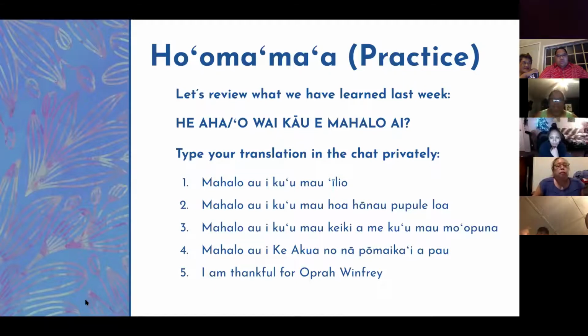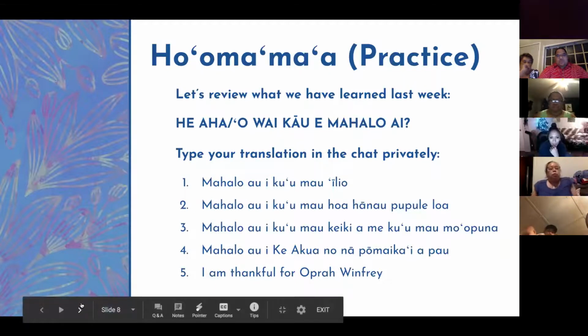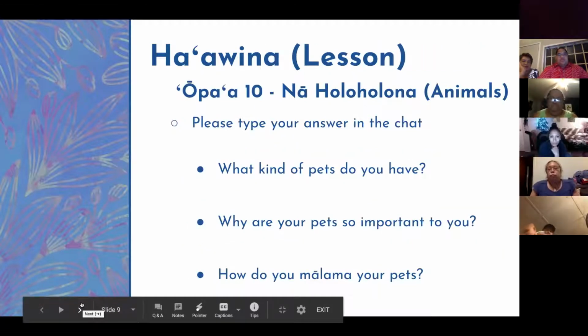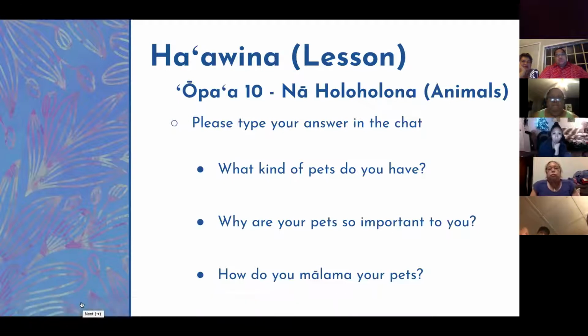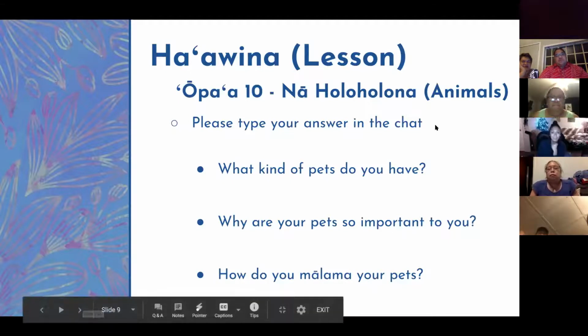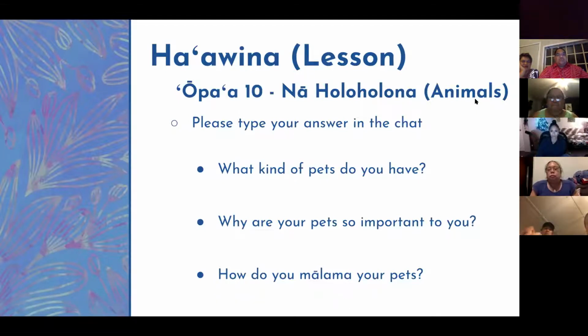Okay, so quick little review for last week's class, and moving on to this week's class. So today's lesson, ʻŌpaʻa, is going to be about Nā Holoholona, or our animals. Again, I think last week we learned about hanai holoholona, which is a pet. But this is more a general term for animals. Everyone repeat after me. Holoholona. It's kind of a tongue twister, but if you keep repeating it, you'll get it.